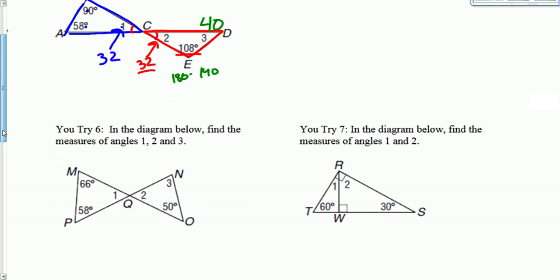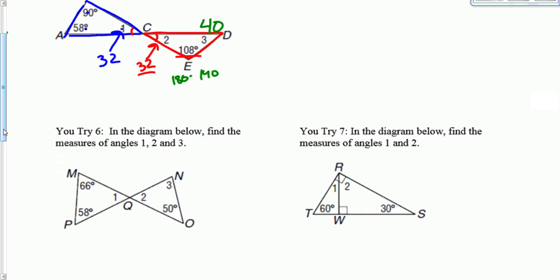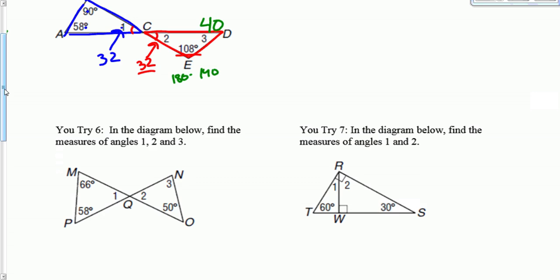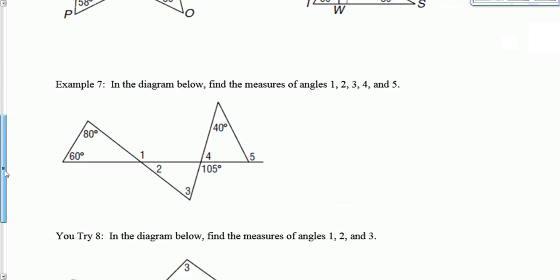All right, I'm going to have you pause on the you tries for just a minute. I'm going to show you example number 7. All right, same thing. Use what you know. More angles are missing this time. Okay, there's a lot more to do. There's more than one way, or more than one correct place, to start.